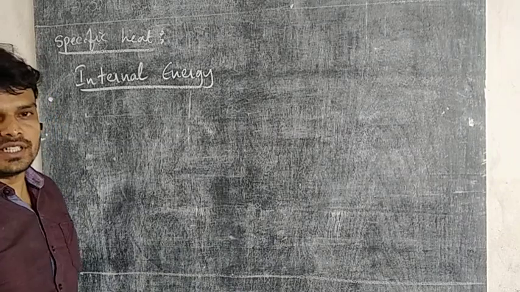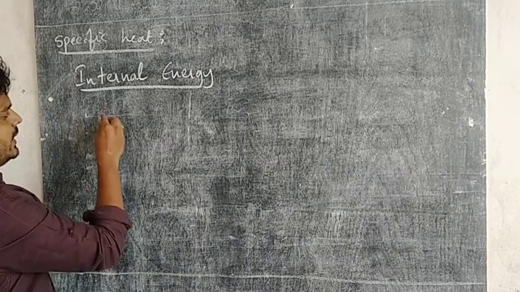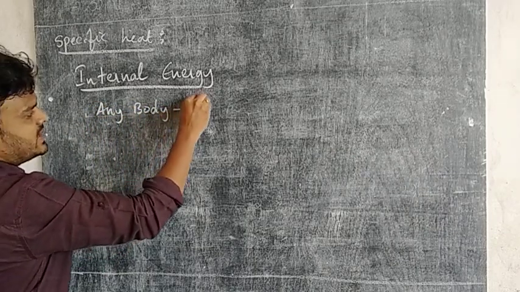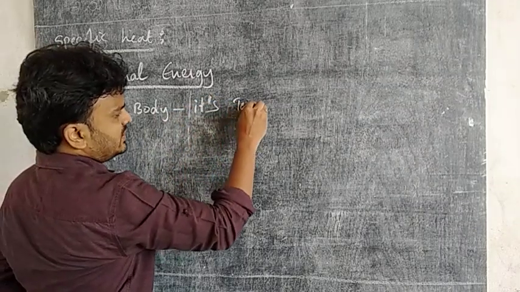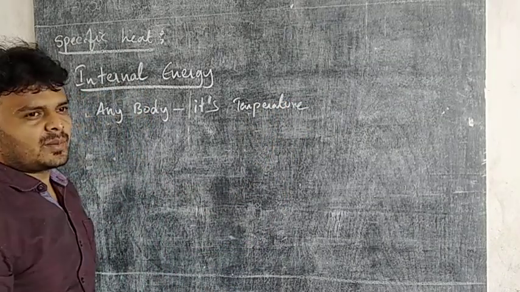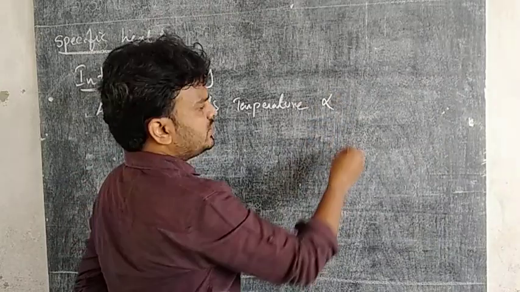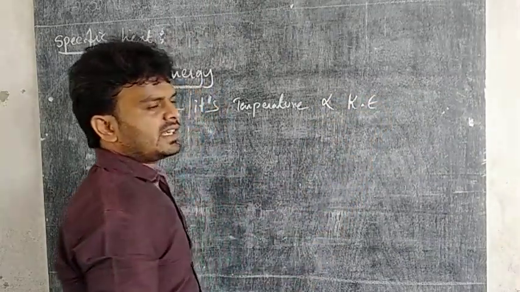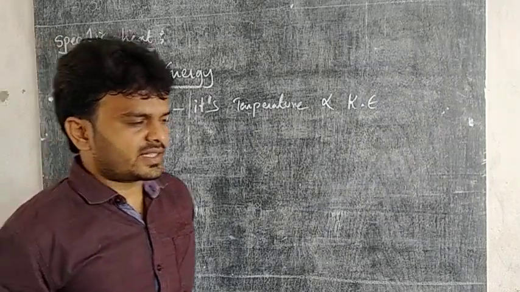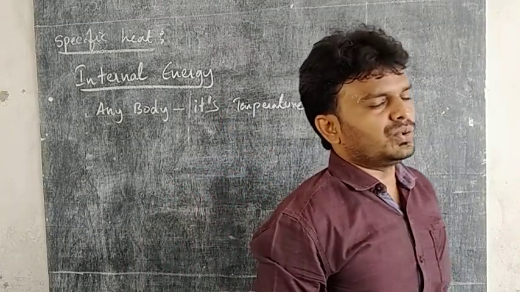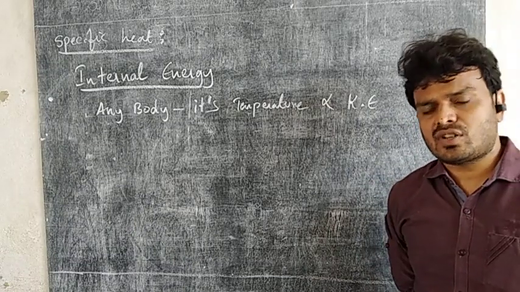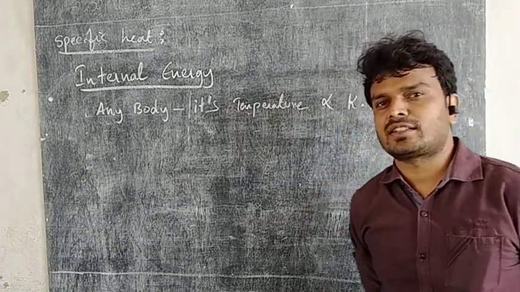See, we already know that for any body, its temperature is directly proportional to its average kinetic energy. Clear? That means as the heat increases, its kinetic energy also increases, which we have already discussed in the previous classes.